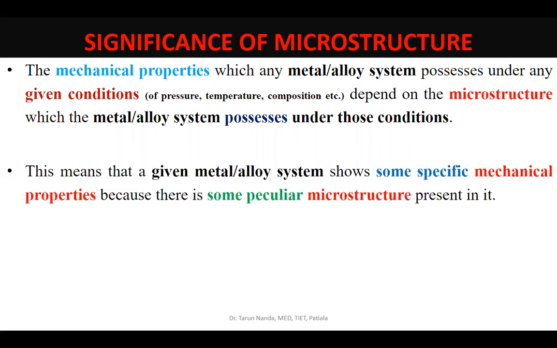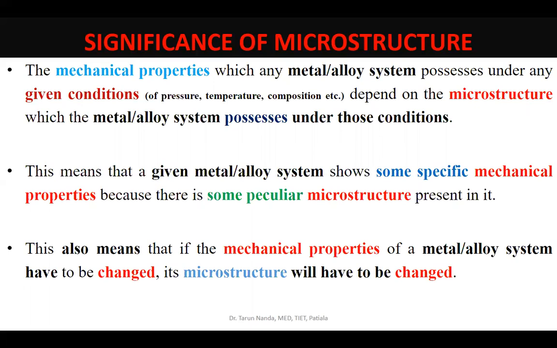So, as I said, whenever a metal or an alloy system is giving you some specific mechanical properties, that is because the metal or alloy system under those given conditions has some specific microstructure present in it. That importantly also means that if you wish to change the mechanical properties of a material system, if you are not happy with them, what do you need to do? You need to change its microstructure.